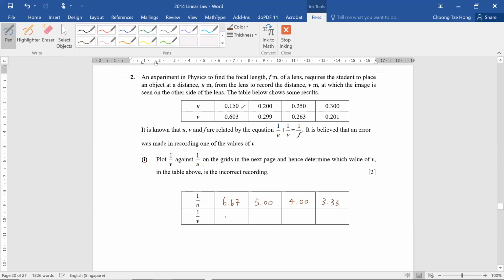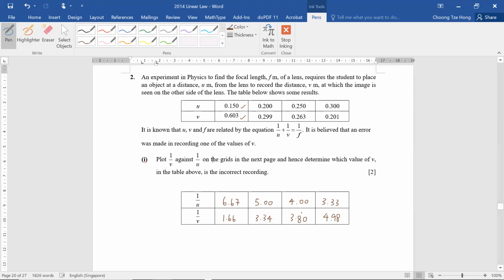Then for 1 over v, to calculate the first 1 over v, you take 1 divided by 0.603, so you'll get 1.66, then 3.34, 3.80, and finally you'll get 4.98. Let me write it more clearly. So you'll get this set of values.